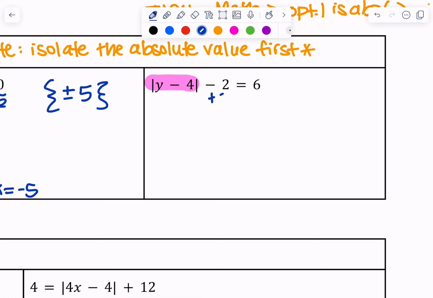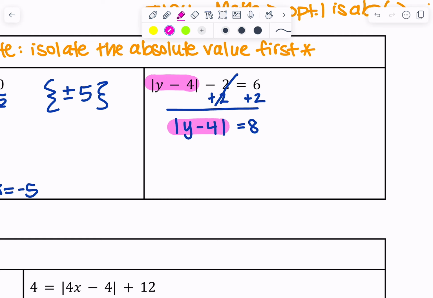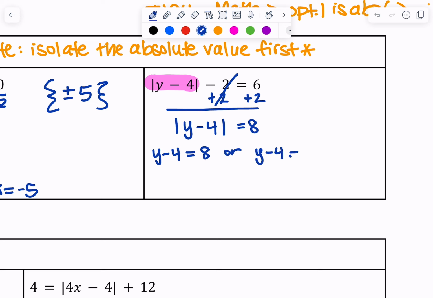All right, last one, we have the absolute value of y minus 4, minus 2, is equal to 6. So to start, I'm going to add 2 to both sides, and that gives me the absolute value of y minus 4 is equal to 8. Now we have the absolute value bars by themselves. If you notice on the left side, that's all that's left. There's nothing outside of that. And so from here, we can split this into two problems. So here, y minus 4 is equal to 8, or y minus 4 is equal to negative 8. So that gives us our two answers.